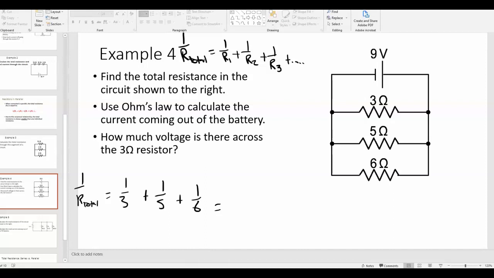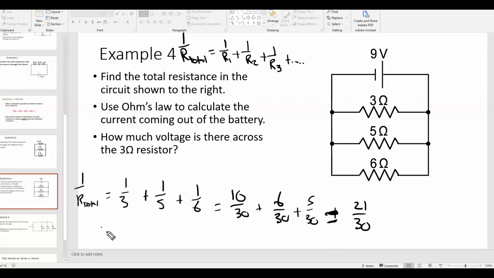I will do it using fractions just because it's a little easier for me. When I look at 3, 5, and 6, it looks like I can use 30 as a denominator. 1 over 3 is 10 over 30, plus 1 over 5 is 6 over 30. And again, if you hate fractions, that's perfectly fine. You don't have to do this with fractions. You can do all these calculations in your calculator. 1 over 6 is 5 over 30. Now that they have the same denominator, I can just add the top numbers. 10 plus 6 plus 5 is 21 over 30.